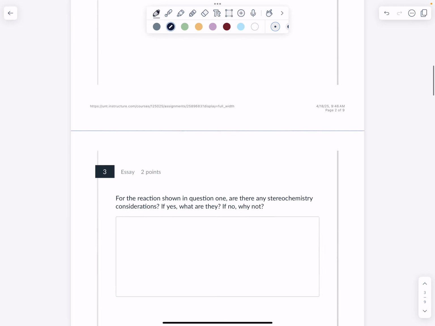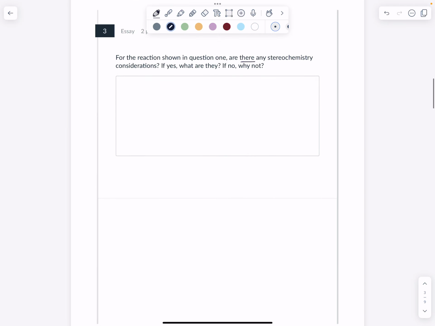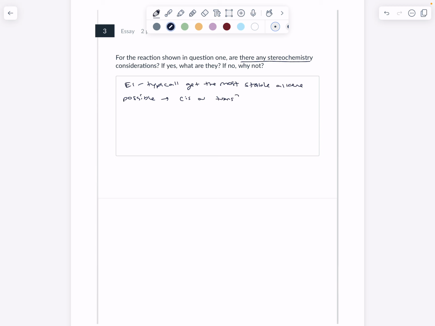Okay, next question. Did I miss anything? No, next question. For the reaction shown in question 1, are there any stereochemistry considerations? So for an E1 reaction, you will typically get the most stable alkene possible. So the question is, I would say yes, there are stereochemistry considerations because you would have to consider, will it be cis or trans? That's our stereochemistry for this one.